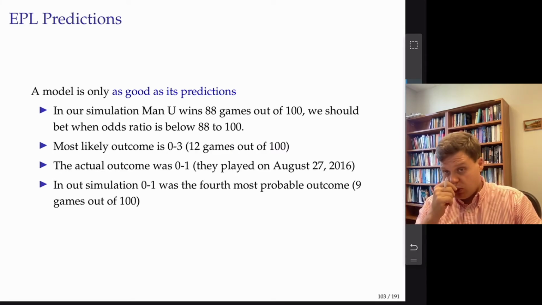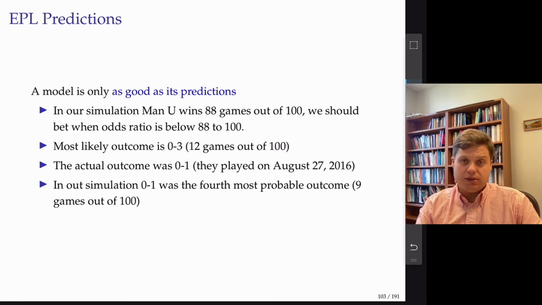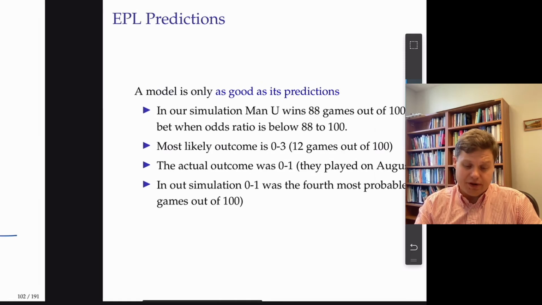They played on August 27, 2016. And in my simulation, 0-1 was the fourth most probable outcome. So it looks like my model did a reasonable job. My model predicted the winner, and it predicted the actual outcome of the game relatively well.